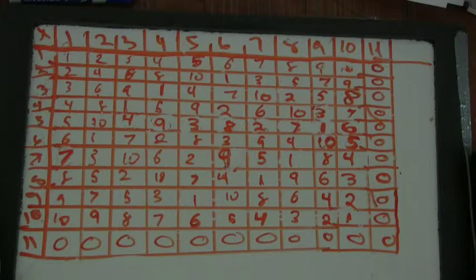Let's try a different one. 3 times what equals 1? 3 times 4 equals 1. Without looking at the chart, 3 times what is going to equal 5? Well, you have to do 4 times 5, so that would be 20. And 20 mod 11 should be 9. So it should be 9. Is 3 times 9 equal to 5? Yeah. That's pretty cool, huh?